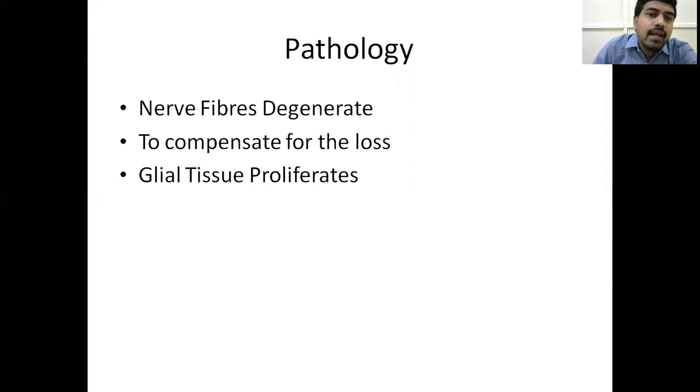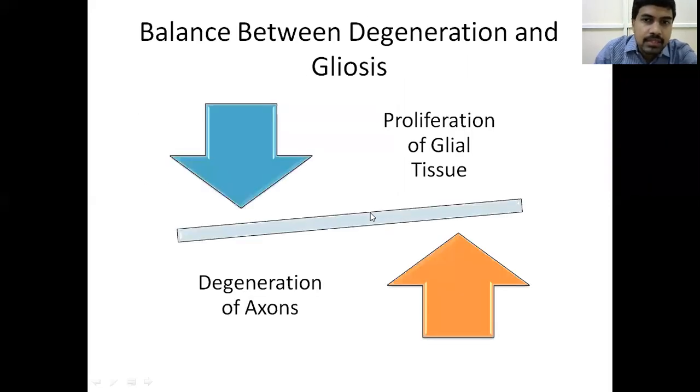So you have glial tissue. Glial tissue consists of many kinds of cells like microglia, which take the role of macrophages. Similarly, you have oligodendrocytes and astrocytes, which help in formation of myelin sheath and insulation. So whenever there is nerve fiber loss, there is degeneration of the nerve fibers. To compensate for the volume loss, the glial tissue proliferates. That is the protective mechanism here. So here there is degeneration of the axons and proliferation of the glial tissue.